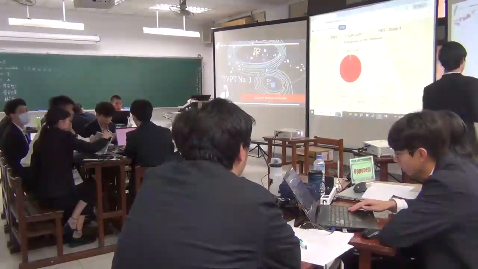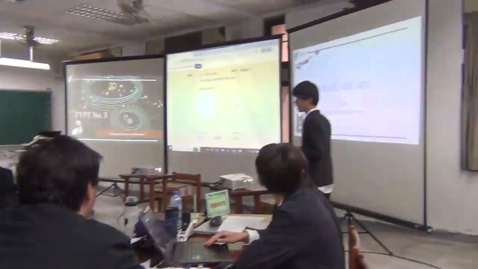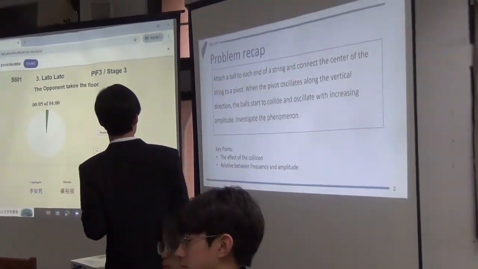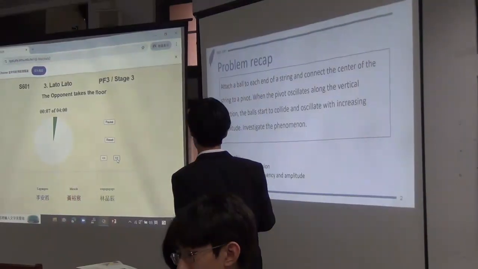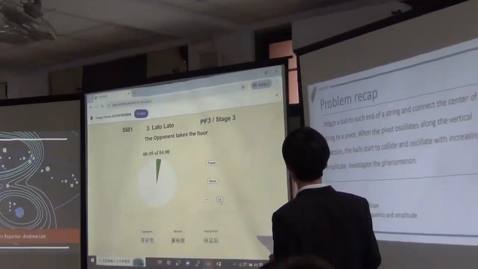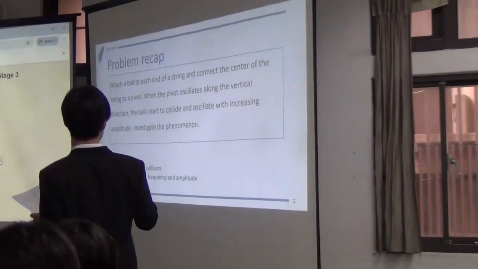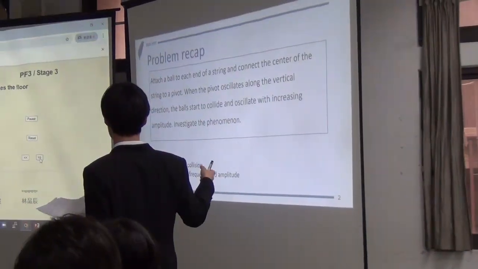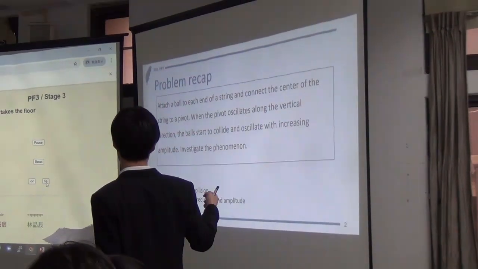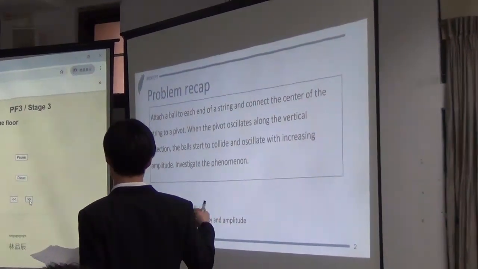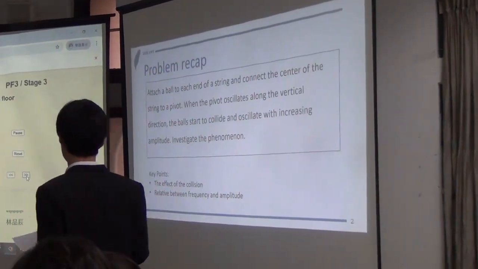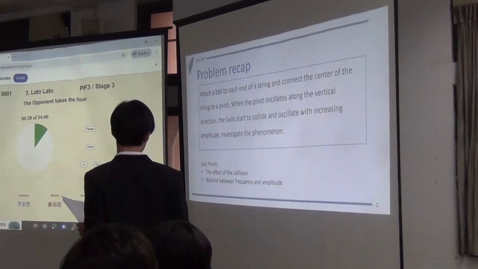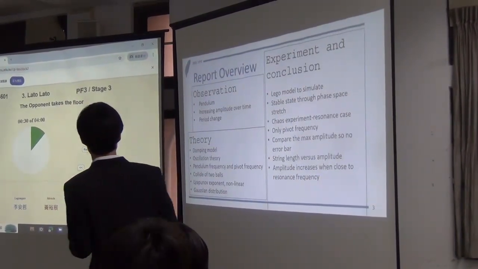Hello, I'm the opponent of numerical animation. I'm going to oppose problem number 3. First, let's look at problem 3. Attach a ball to each end of the string and connect it. And when the pivot oscillates along the vertical direction, the balls will start to collide and oscillate with increasing amplitude. So the key point is the effect of the collision and the relation between the frequencies.